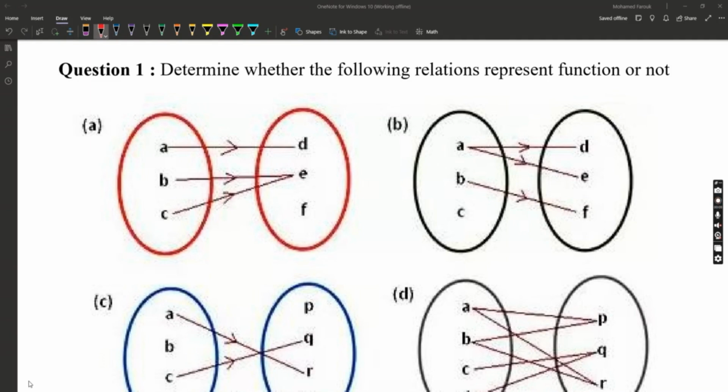First question, determine whether the following relations represent a function or not. The relations are represented in a Venn diagram. The first set represents the domain, and the second set represents the codomain, and all of the chosen elements are the range. So how do we decide if each relation is a function or not? Each element in X, each element in the domain, must be assigned to only one value in the codomain.